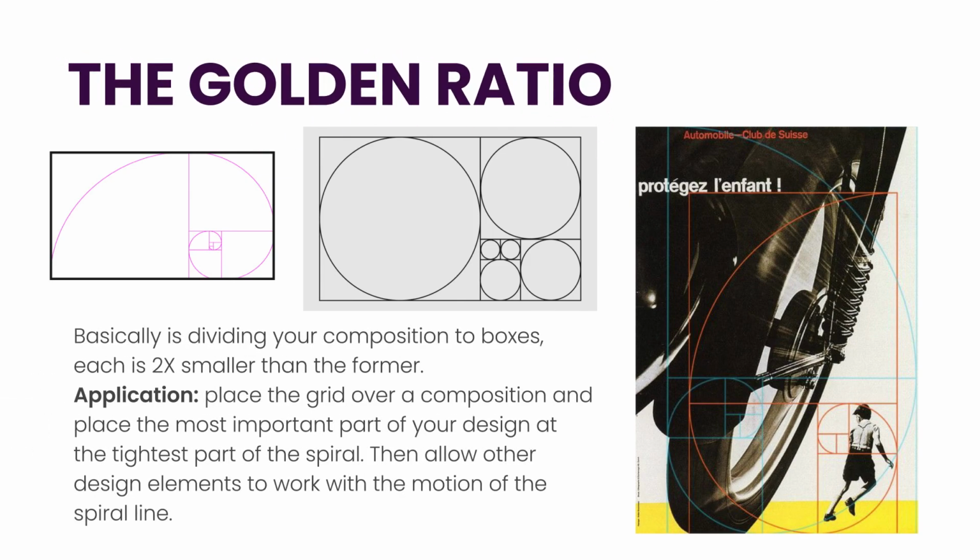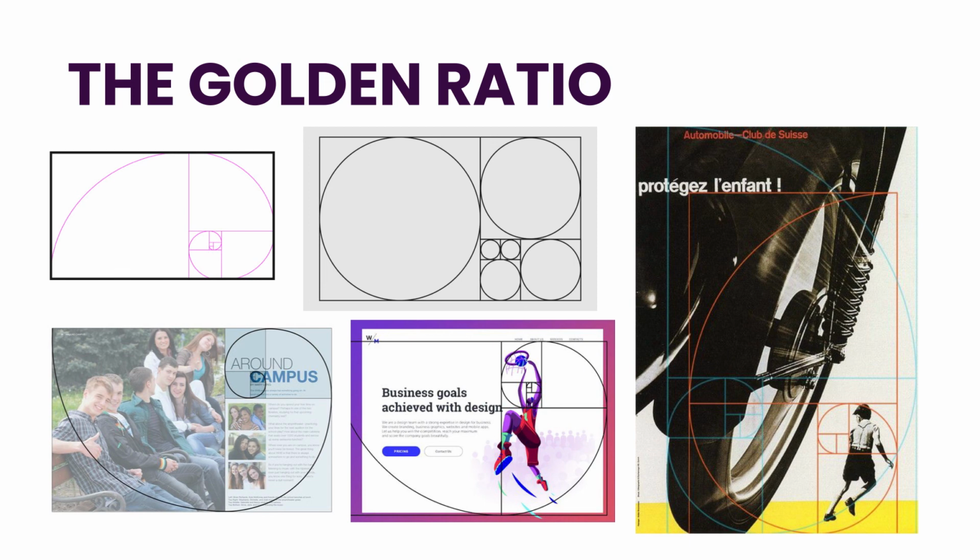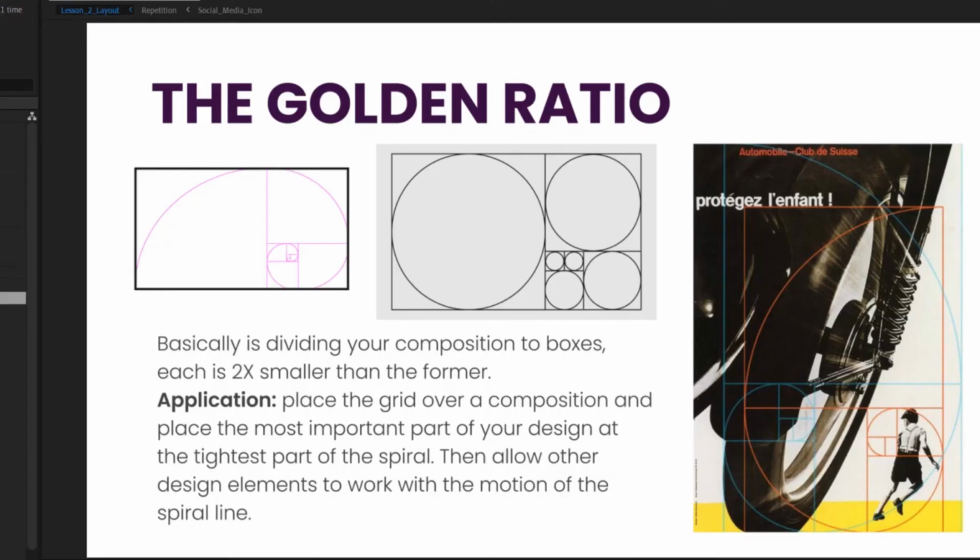The golden ratio basically is dividing your composition into boxes where each is two times smaller than the former one. You can see this is the biggest one here, then the next one is this. Once you divide it into two, you get this, and once you do it again, you get this. This is just a way to construct the golden ratio.